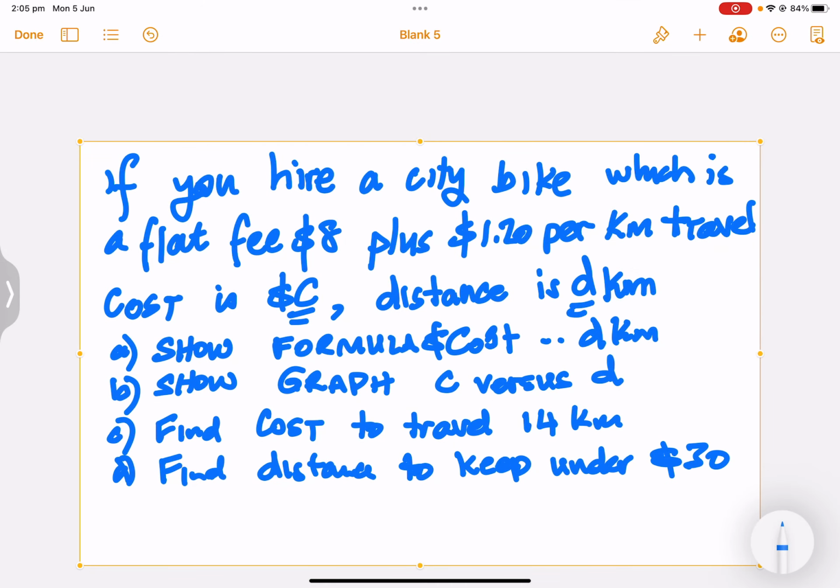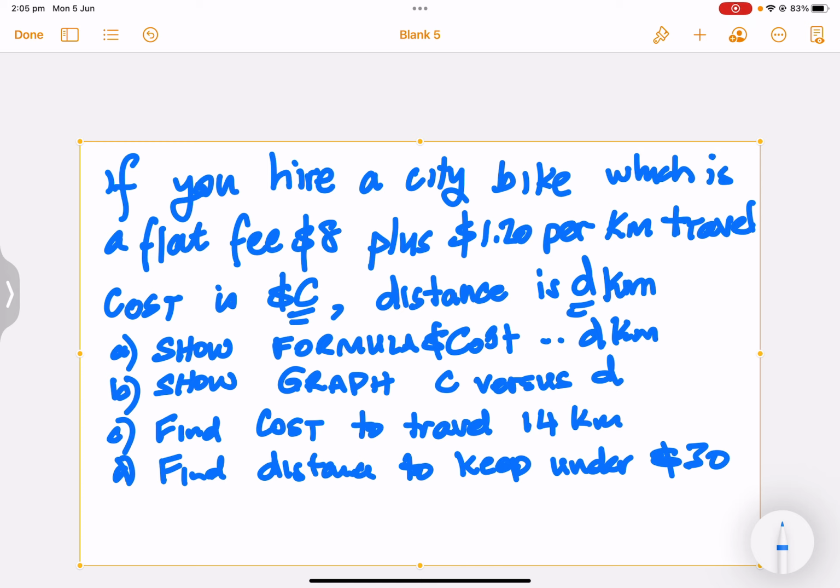Here's a linear graph type of question. If you hire a city bike, which is a flat fee of $8 plus $1.20 per kilometre travelled, the cost is C dollars and the distance is D kilometres. Part A, show the formula for C with respect to D. And part B, show a graph of C versus D.